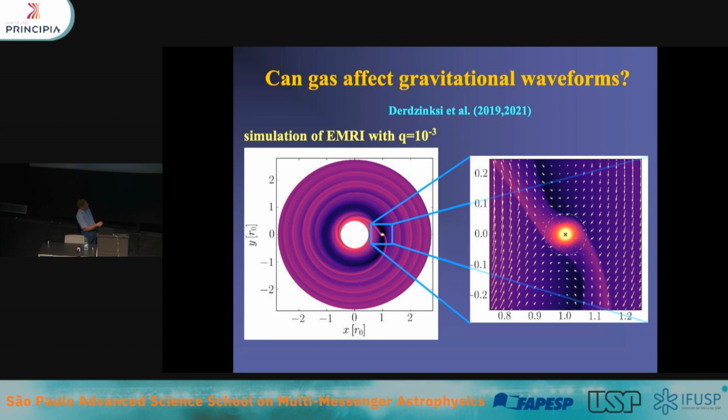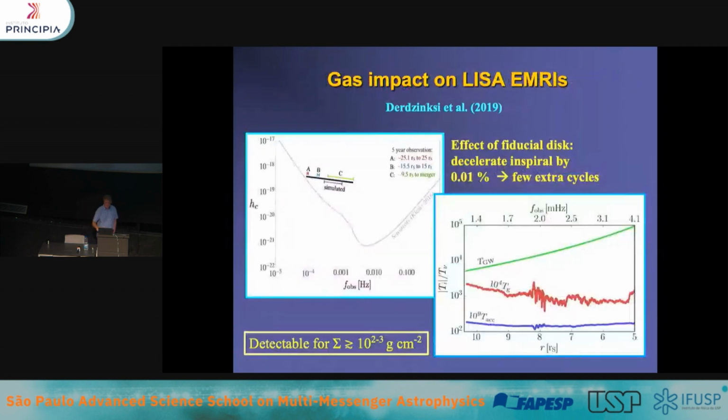And when you add the gravitational forces, there is a torque. If you convert this to the effect on the gravitational wave inspiral, so this here is again the LISA sensitivity curve. These are three examples of such EMRIs, which last 5 years. So this object here, I think, is a 10⁶ solar mass black hole and a 10⁵ solar mass black hole.